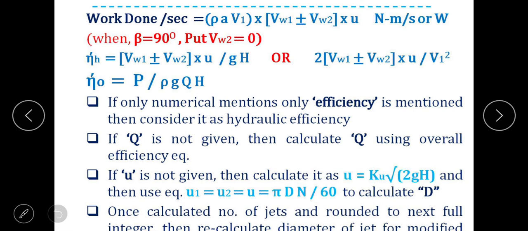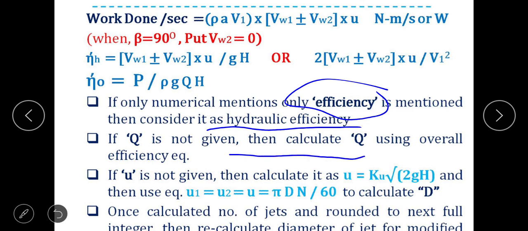Overall efficiency is equal to capital P, the power developed, divided by ρgQH, where Q is the total discharge, H is the net available head, ρ is mass density and g is acceleration due to gravity. If the numerical mentions only efficiency, it means hydraulic efficiency. Again and again we are saying, if simply efficiency is asked in the numerical problem, it means hydraulic efficiency. If capital Q is not given, then calculate capital Q using the overall efficiency equation.